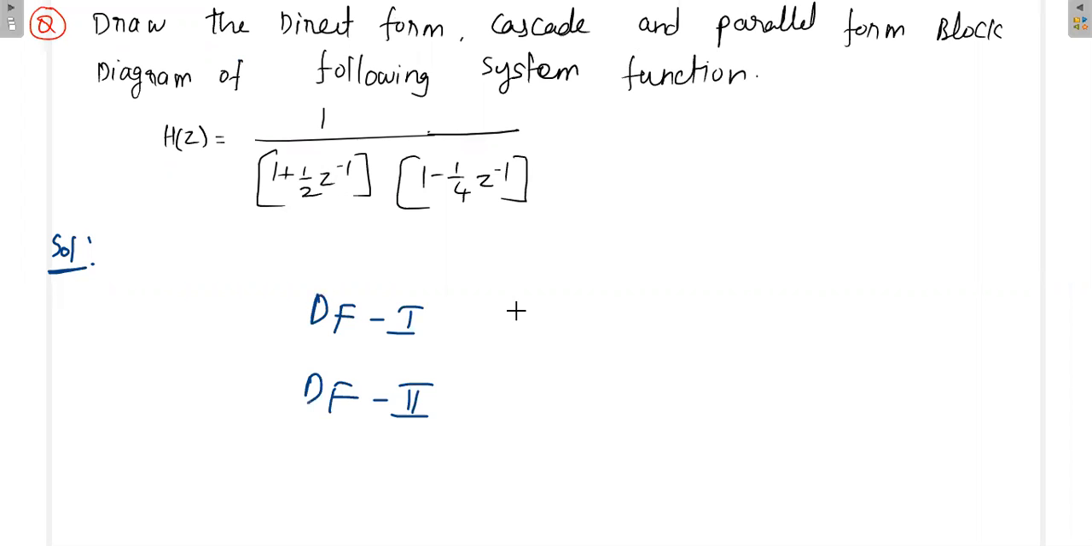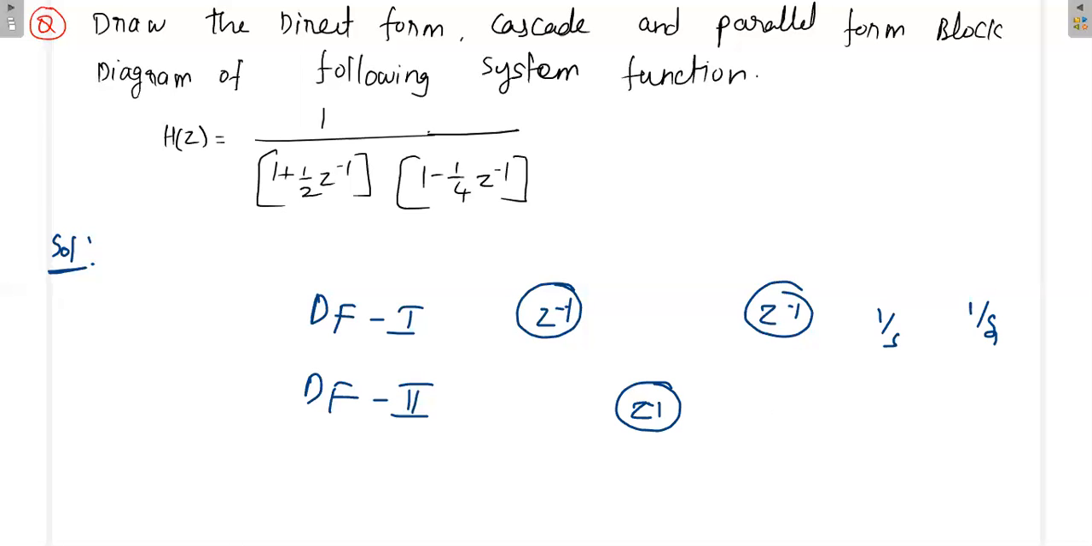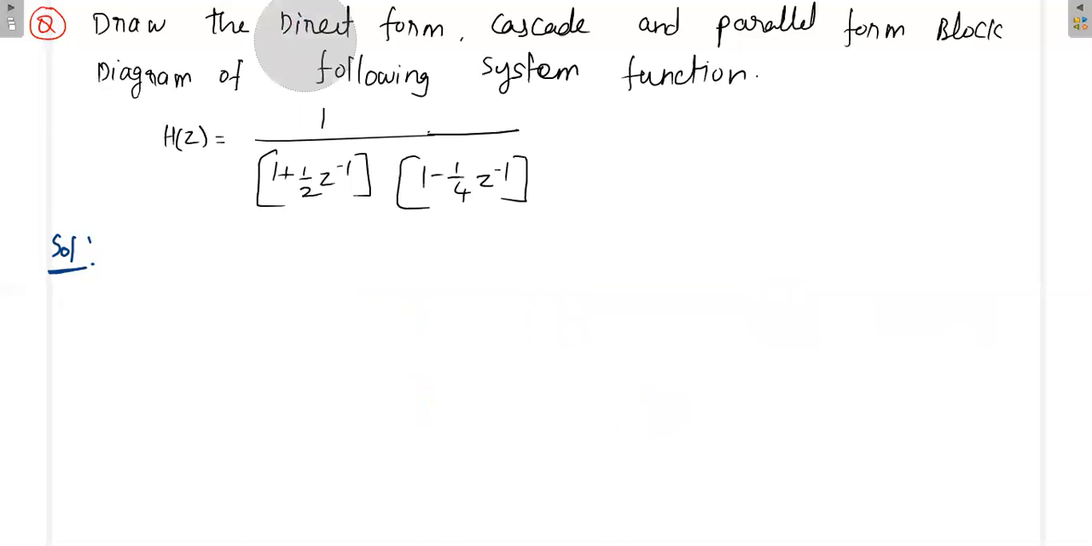In case of direct form 1, we will be using different delay operators, separately in both input and output. In case of direct form 2, we'll be using a common delay operator, common to both input and output. In the continuous time system, it was an integrator, where we use 1 by s on both input and output side, whereas for direct form 2, we use a common integrator for both input and output. Now we'll be using only the direct form 1 structure.